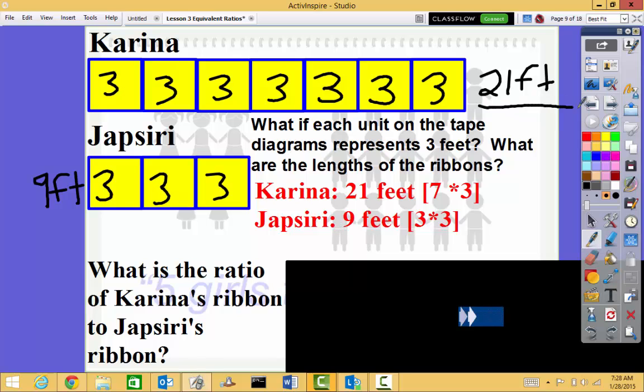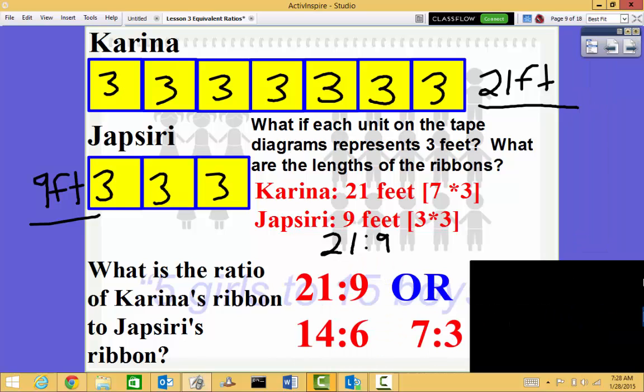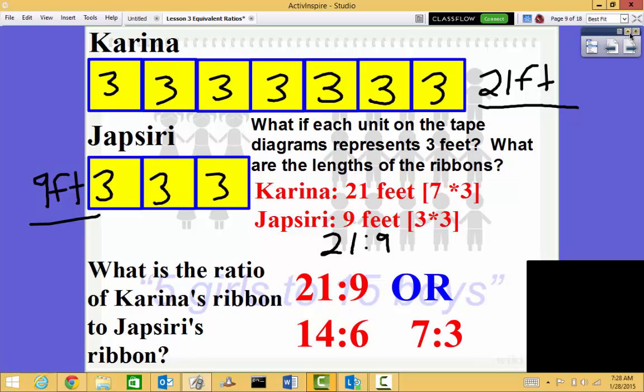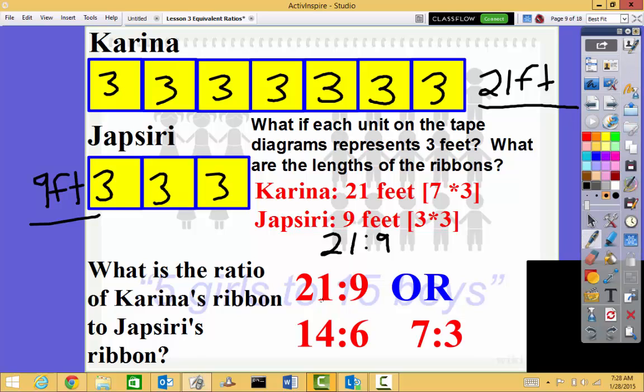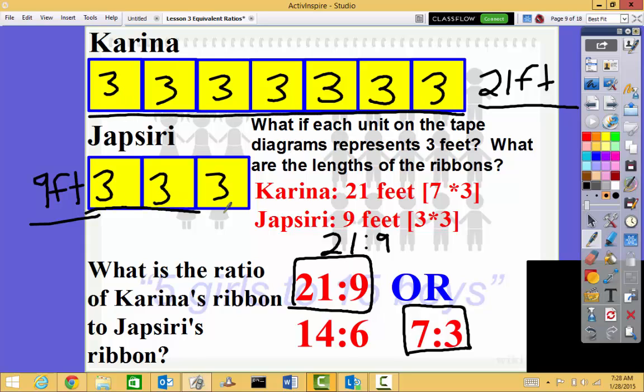Well, if I look up here, I have 21 feet and 9 feet, so I think it should be 21 to 9. But let's check our answer just to see if it's correct. Nope, I have this same problem. It looks like it should be 21 to 9, but could it also be 7 to 3 because I have 7 boxes and I have 3 boxes? And then I have my problem from the last one of this 14 to 6. Could it also be 14 to 6? Well, let's keep going.